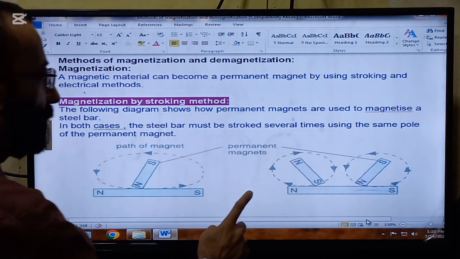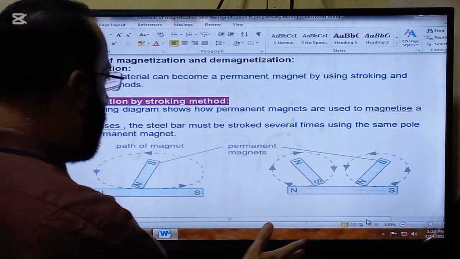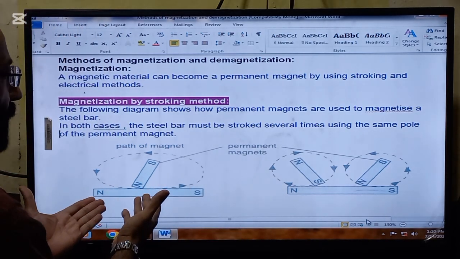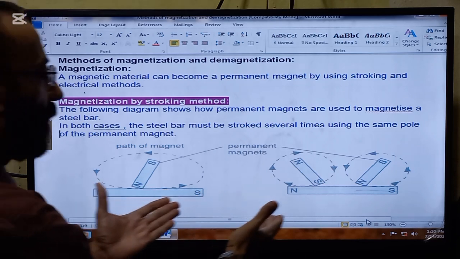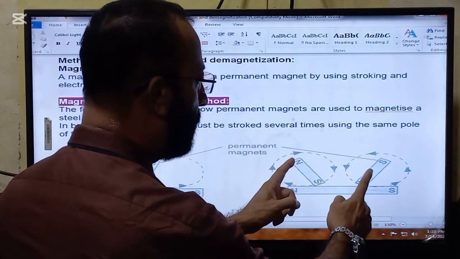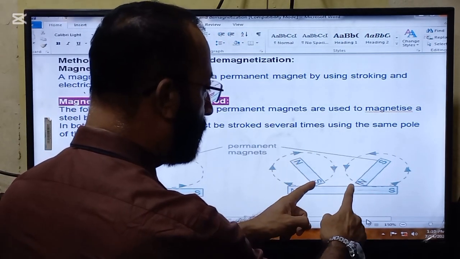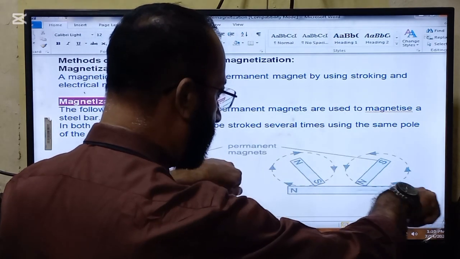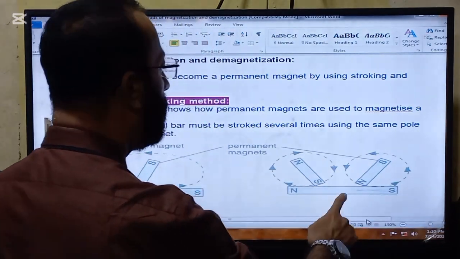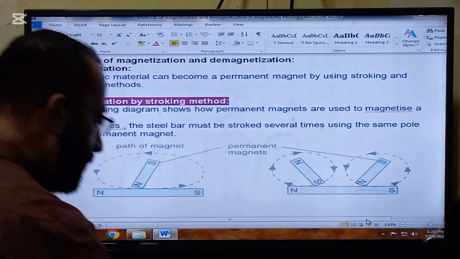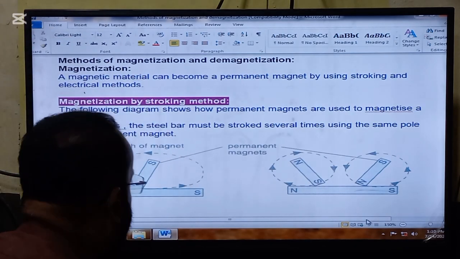So when we do this several times by stroking one permanent magnet with the steel bar, or by stroking two permanent magnets, but opposite poles should be struck in this way, the steel bar will become the magnet.